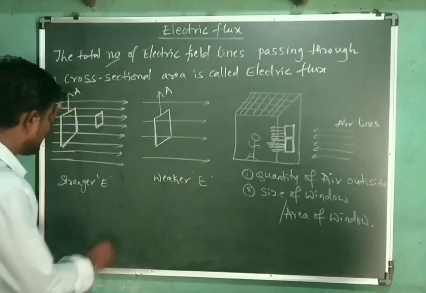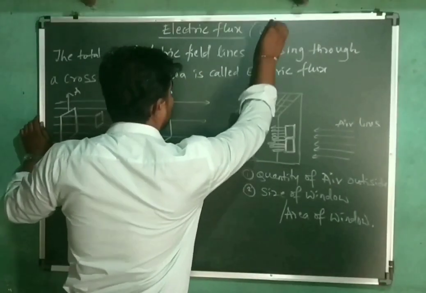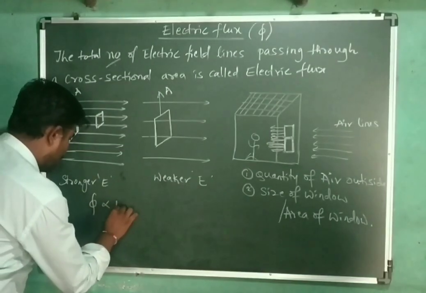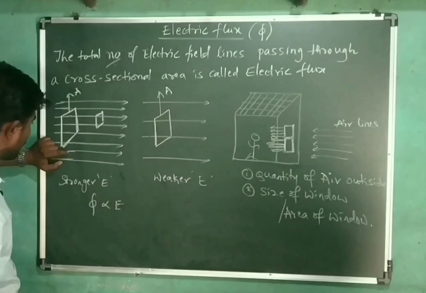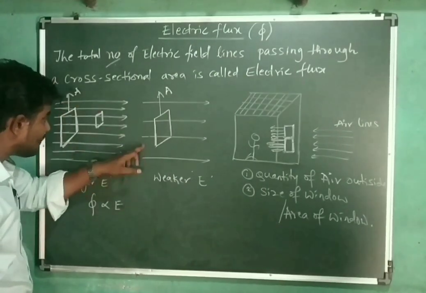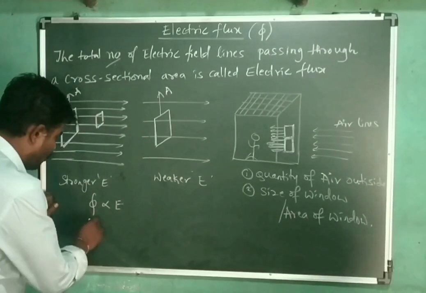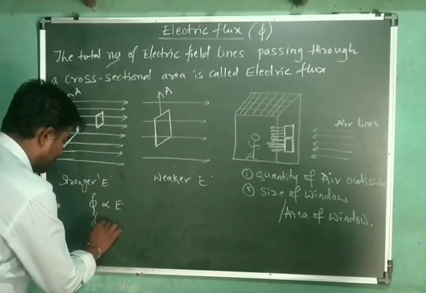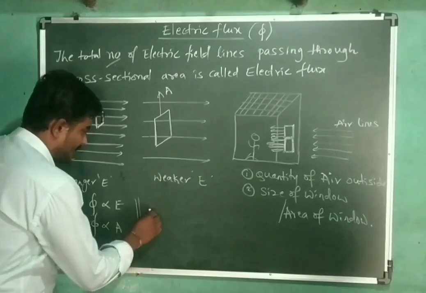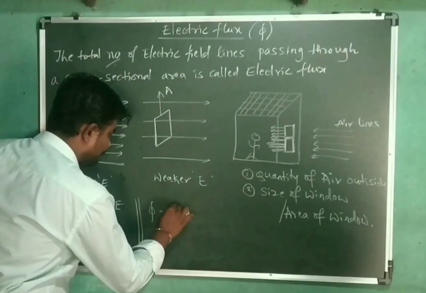Therefore electric flux is indicated by phi, and electric flux is directly proportional to what? Electric field intensity. If more electric field intensity is there, then more electric flux will be there. If less electric field is there, then flux is less. And also electric flux is directly proportional to area. So by combining these two I can write electric flux is equal to E and A.